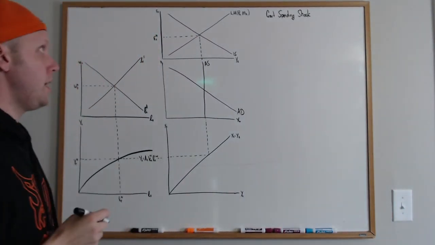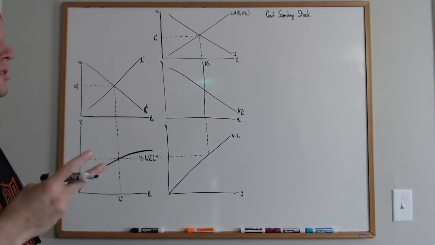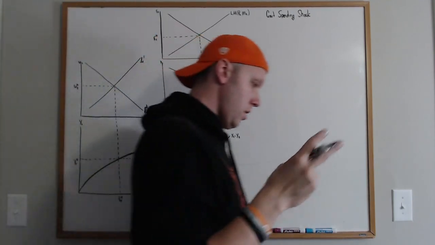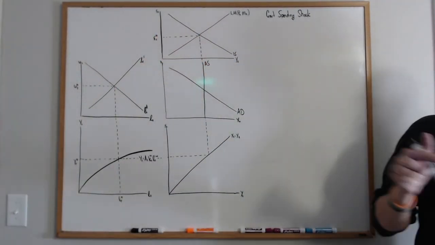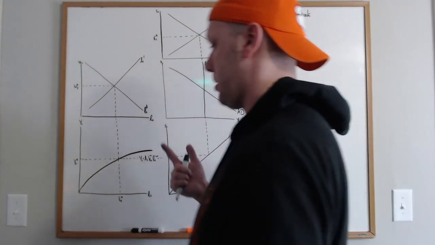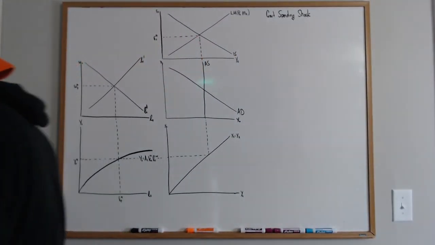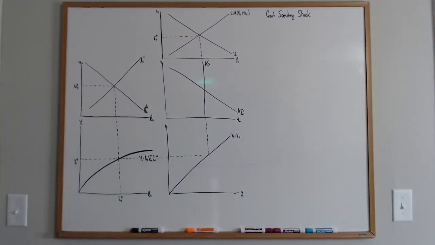Now, the first two shocks that we looked at were supply side shocks. Technology shocks and labor supply shocks are supply side shocks. Why? Because they originate on the supply side of the economy.